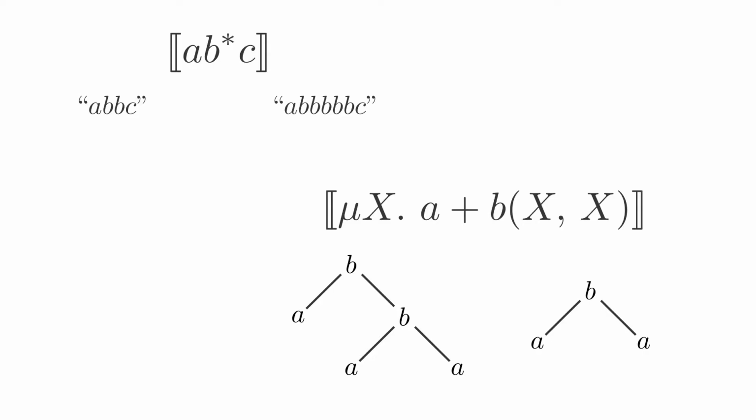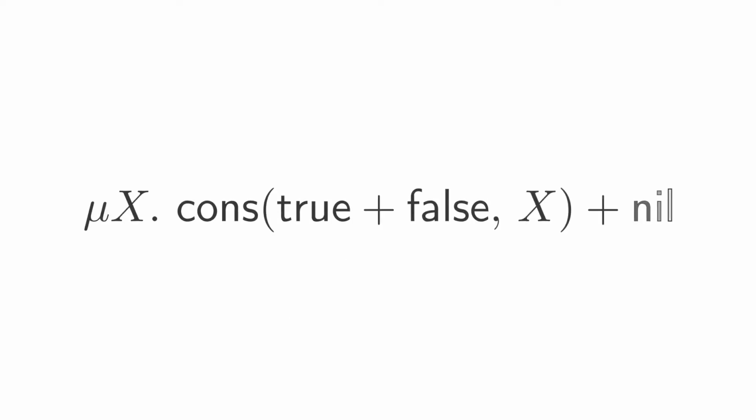We're going to generalize combinatorial coverage by leveraging regular tree expressions. These are similar to the string regular expressions that you're used to, but they encode sets of trees instead. This expression encodes lists of booleans. The plus operator denotes a disjunction, the mu operator is used for recursion, and anything else is a constructor.